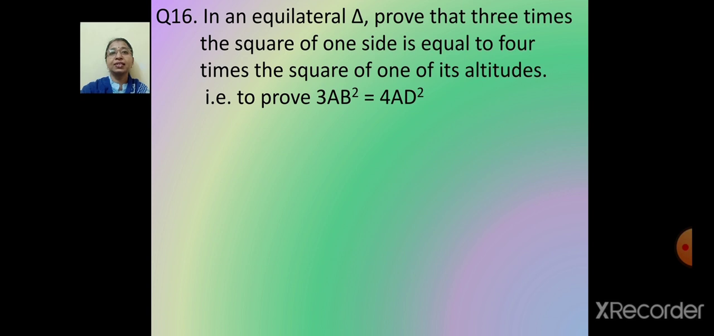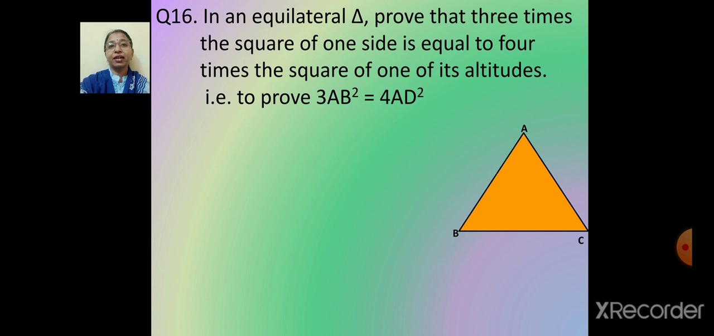Question number 16. In an equilateral triangle, prove that 3 times the square of one side is equal to 4 times the square of one of its altitudes. That is, what to prove? 3 times the square of one of its sides. So suppose this is that equilateral triangle. 3 times any one side, that means 3AB square is equal to 4 times the square of its altitude.